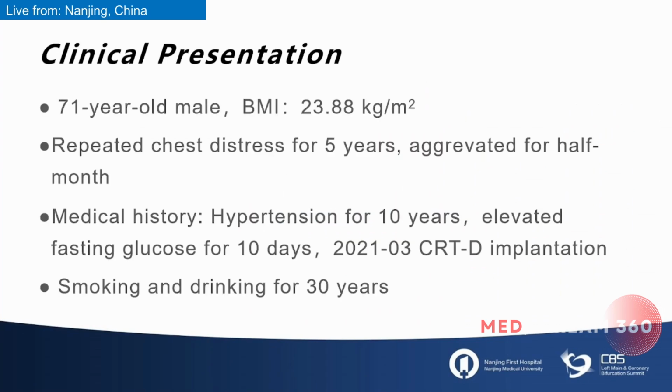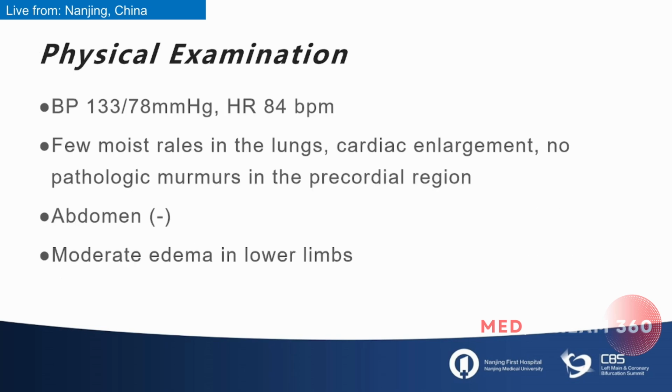This is a 71-year-old male. He presented at the emergency department because he suffered from repeated chest distress for 5 years, aggravated for half a month. He has had hypertension for almost 10 years and elevated fasting glucose for 10 days. He already received CRTD implantation 2 years ago. He has a history of smoking and alcohol drinking for almost 30 years.